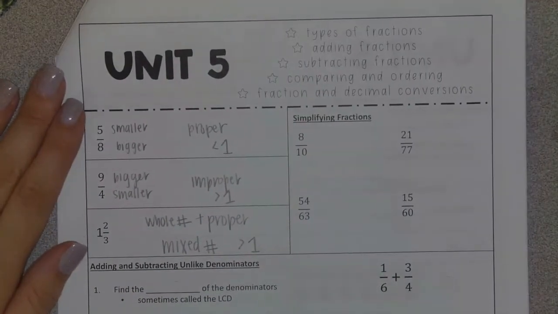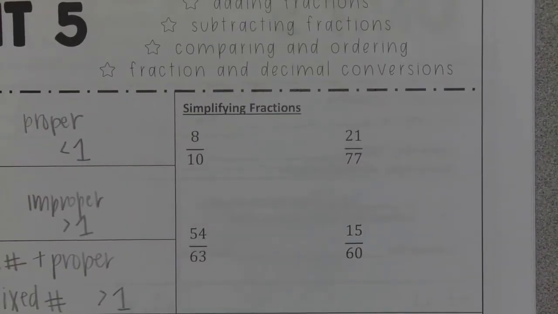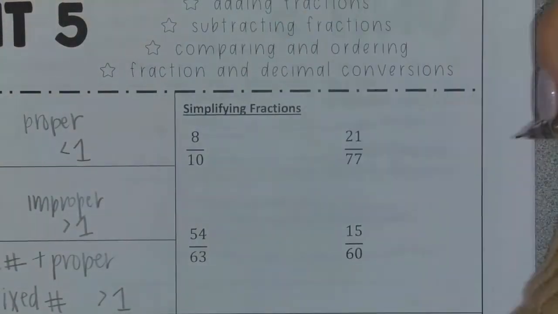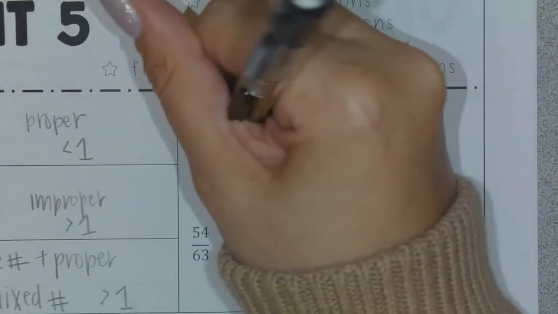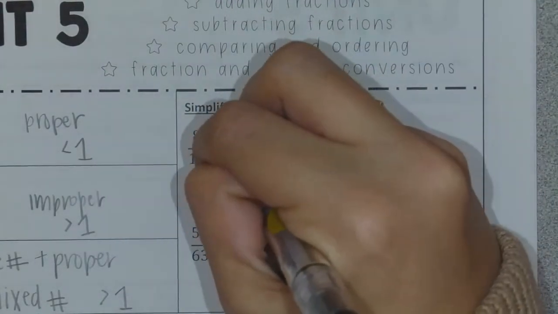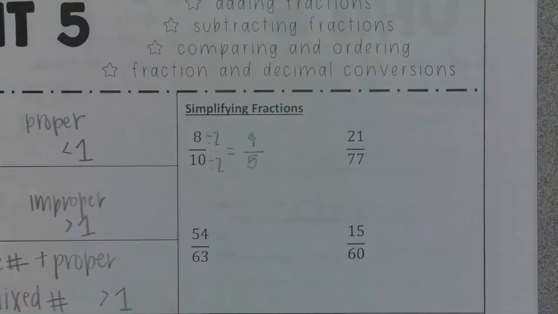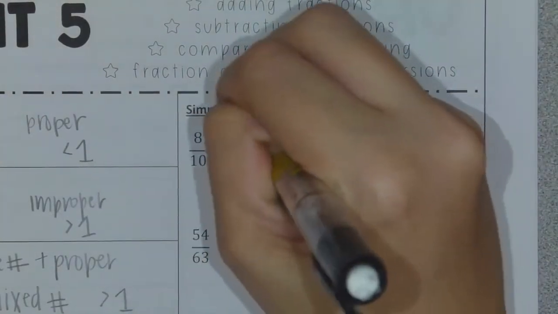So we started simplifying fractions, talking about how do we take a fraction and make it simpler to find the smallest equivalent fraction possible. So when I do this, I'm looking for a factor that the numerator and the denominator have in common. So for example, 8 and 10 both have the factor 2 in common. So if I divide them both by 2, 8 divided by 2 would give me 4. 10 divided by 2 would give me 5. And 4/5 is as simple as I can make it. This is as simplified as this fraction will get.